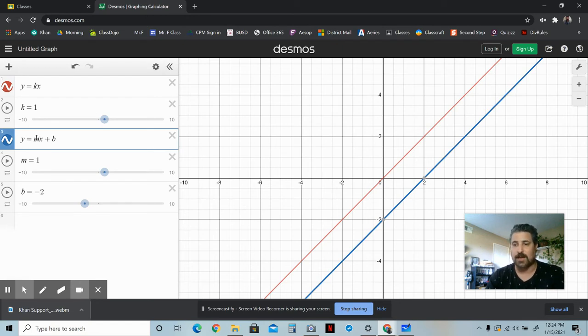Any 2 points on that line, the difference in the y's divided by the difference in the x's would be the same as the multiplier, 1 in this case. Remember, the multiplier works the same way on the blue line. So if you increase the slope, you're going to get steeper and steeper and steeper, right?